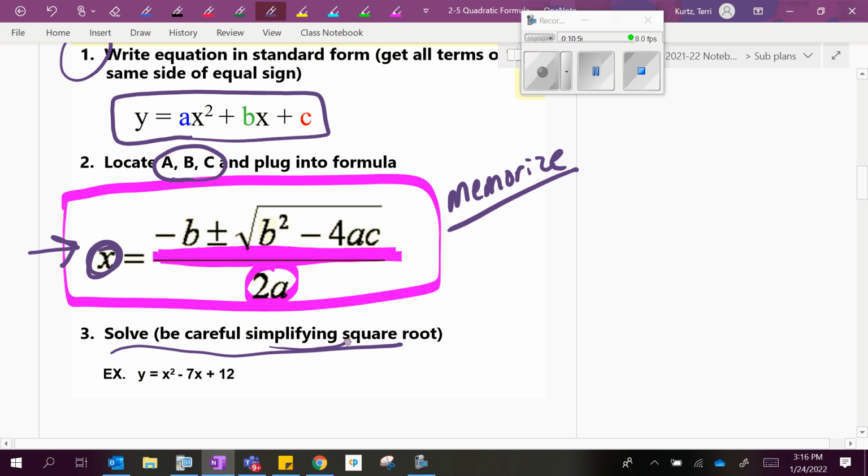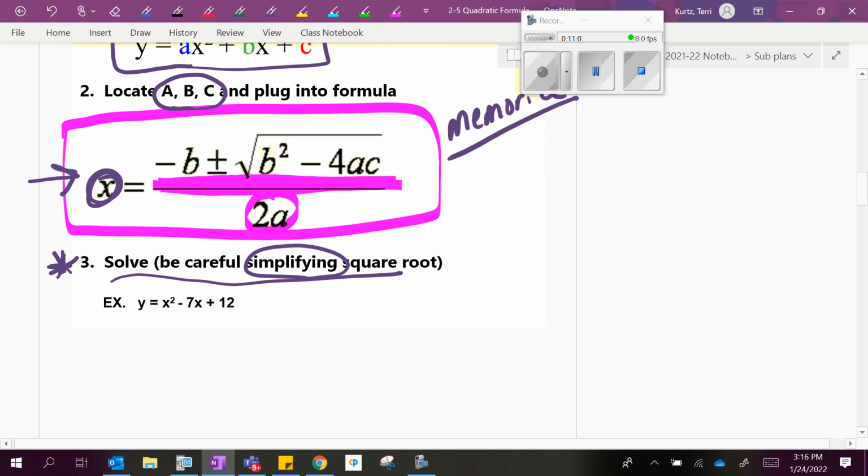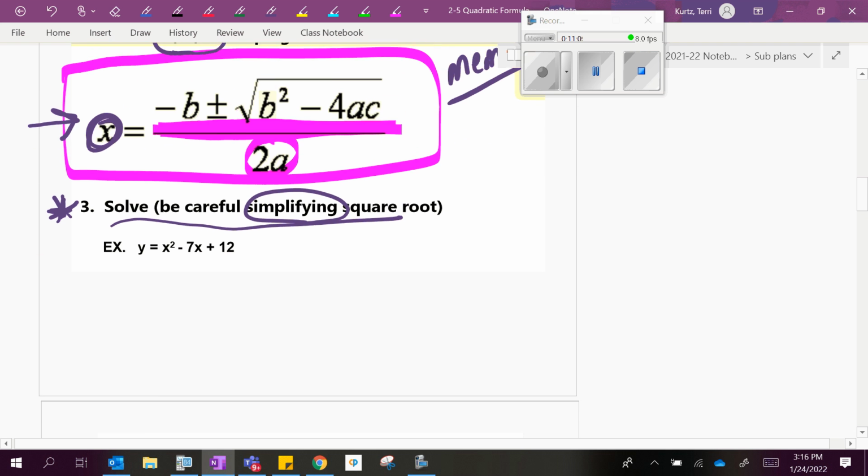So simplifying the square root, simplifying it in various ways, okay? And this is the challenge here, is to simplify it correctly, and that's what we're going to practice. Okay, so let's go ahead and start with this first one.